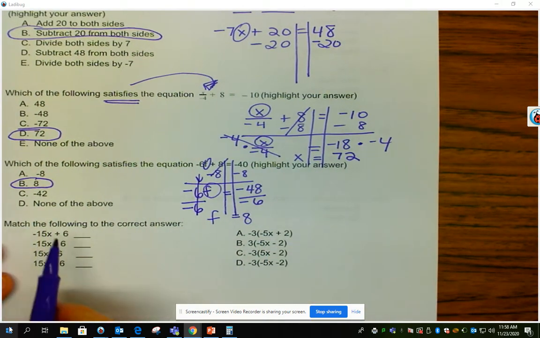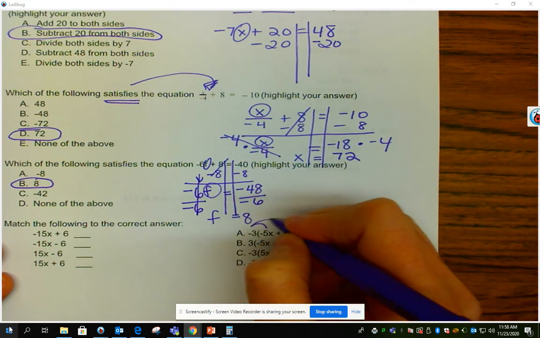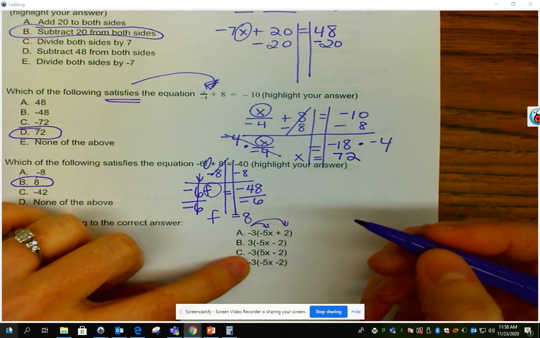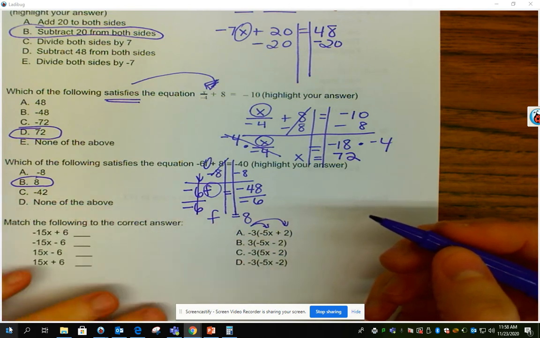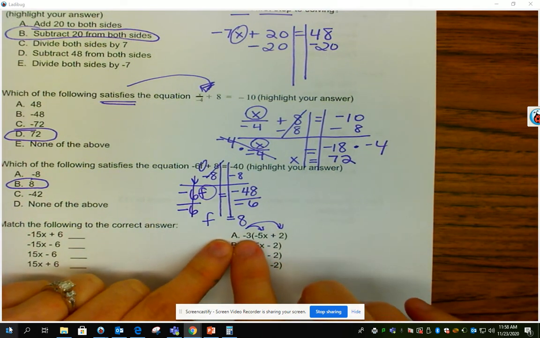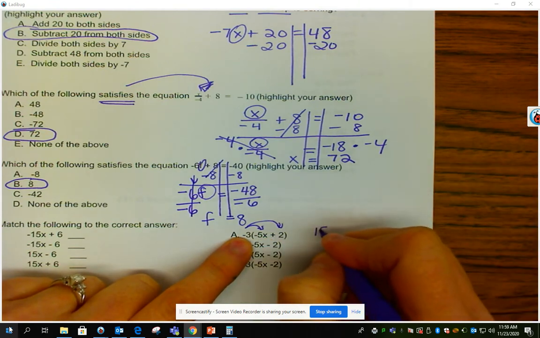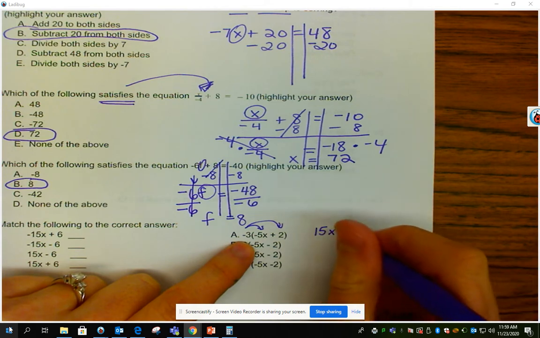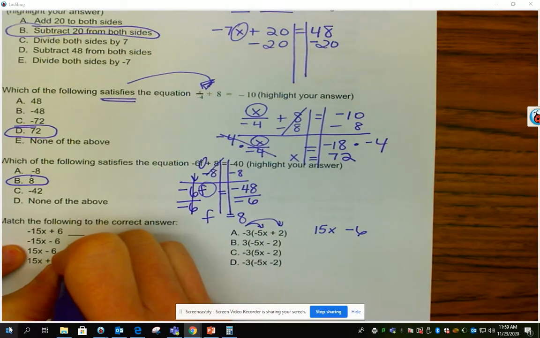All right. Here we're matching these with these. Here I just need to distribute. And the key here is your signs. Notice you've got negatives on some of the 3s, negatives on some of the 5s, negatives on some of the 2s. You need to just watch your signs. So negative 3 times negative 5, that's same sign, so that would be positive 15x. Negative 3 times positive 2, different signs, so that would be negative 6. 15x minus 6 would be this one, so this one is A.